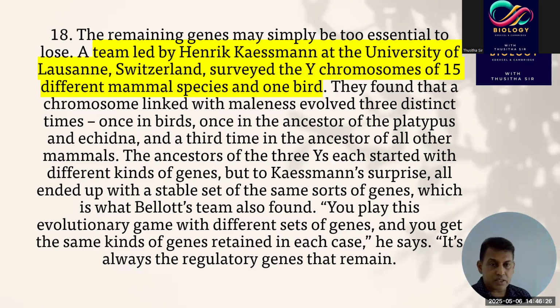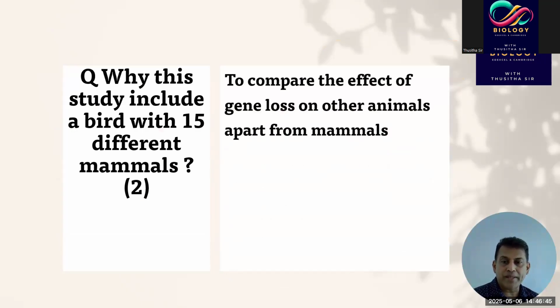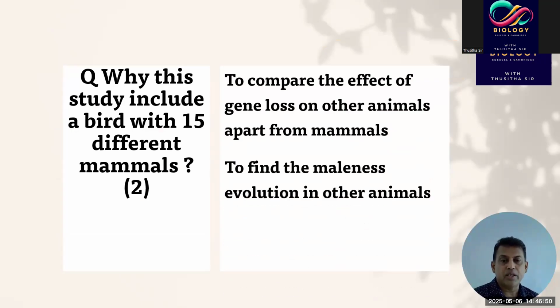Next, this question: a team led by Henrik Kaessmann at the University of Lausanne, Switzerland, surveyed the Y chromosome of 15 different mammal species and one bird. Now, the question is, why did this study include one bird with 15 different mammals? The answer is to compare the effect of gene loss in other animals apart from mammals, to find the maleness evolution of other animals and the relationship of how it happens.